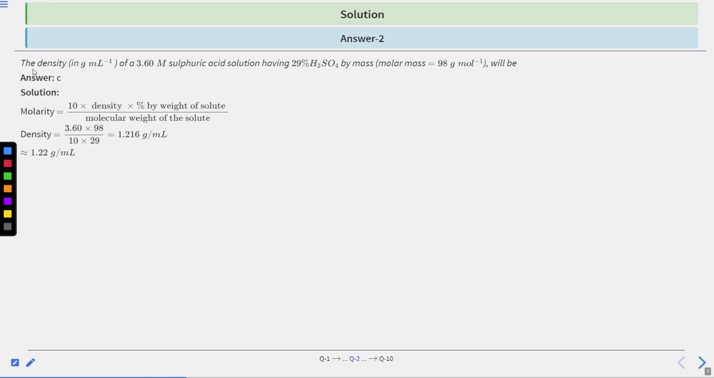Okay, so the correct answer will be option C. Molarity is given by 10 into density into percent by weight of solute divided by molecular weight of the solute. So on putting all the values and interchanging the terms, density equals 3.6 into 98 upon 10 into 29, and it is coming out as 1.216 gram per milliliter. It is approximately equal to the value given in option C, that is 1.22 gram per milliliter. Hence, option C is the correct answer.